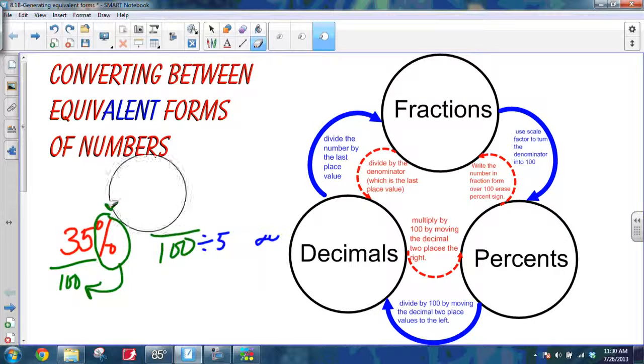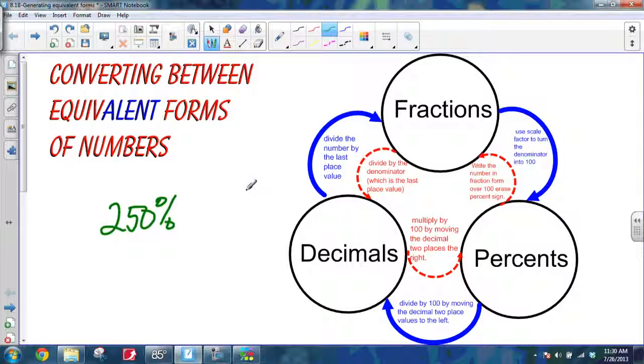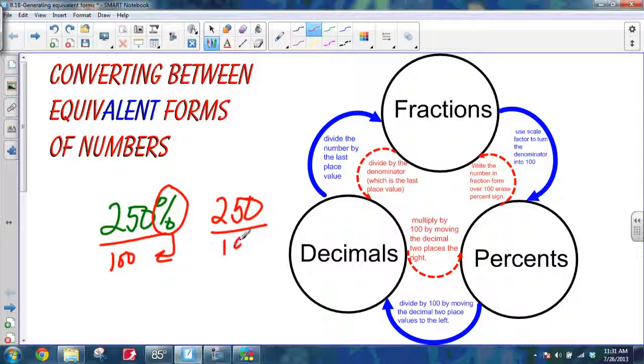Let's look at another example. What if I had 250%? And I want to turn this into a fraction. Well, again, we'll do the same thing. We'll take the number, which is 250, and we'll convert this percent sign back to its fraction equivalent, the same division by 100. So we'll divide this by 100. Now we'll have to reduce.